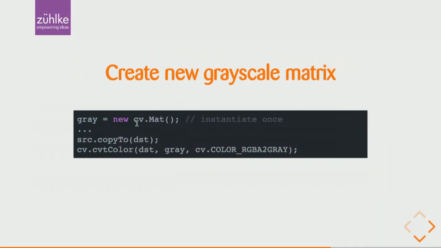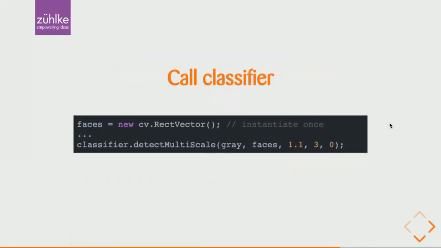Nothing very fancy around here. This matrix for the grayscale, we don't have to initialize with height and width, because we are not going to put it on the canvas or read it from the camera. So we will get the source matrix in here, and it will get the size of that source matrix inherently. So this is basically what we do. Instead of from source to destination, we go from that copied destination thing to gray, that new matrix that we just initialized up here. Just one more matrix.